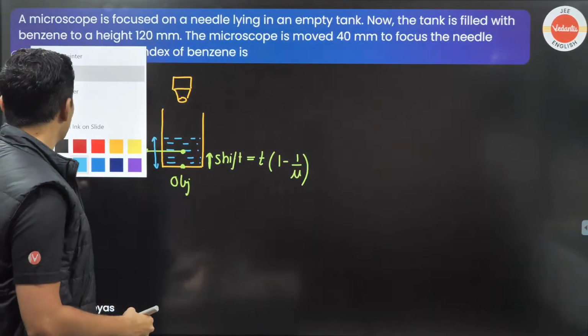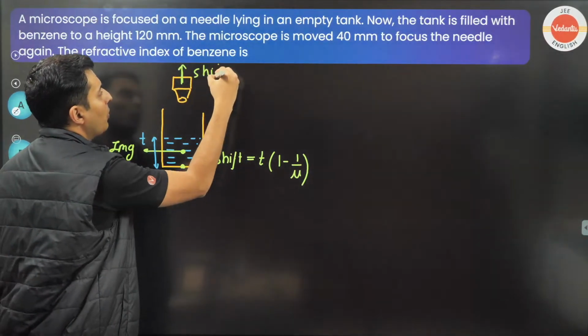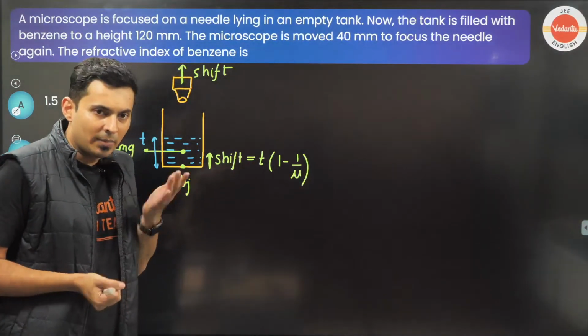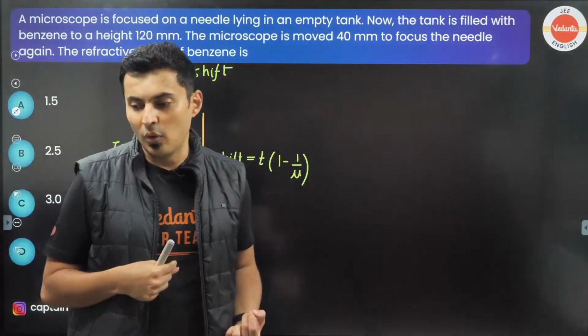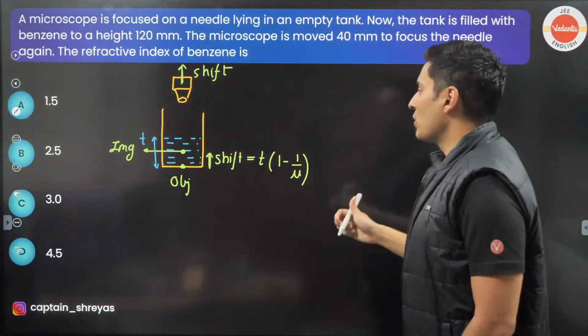So obviously you will have to shift this microscope by the same amount to maintain the focus, because the object's image came up. You will have to shift the microscope slightly up so that you can still keep it focused. So that's all, guys. So let's try to solve the question now.